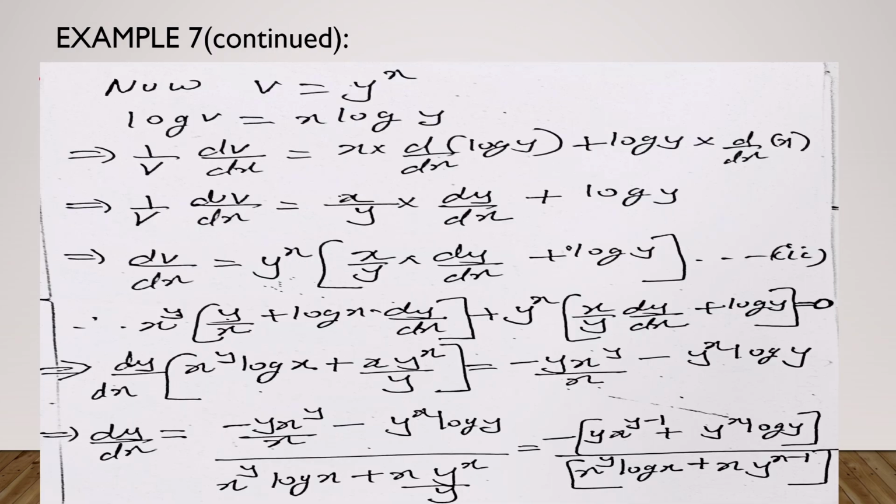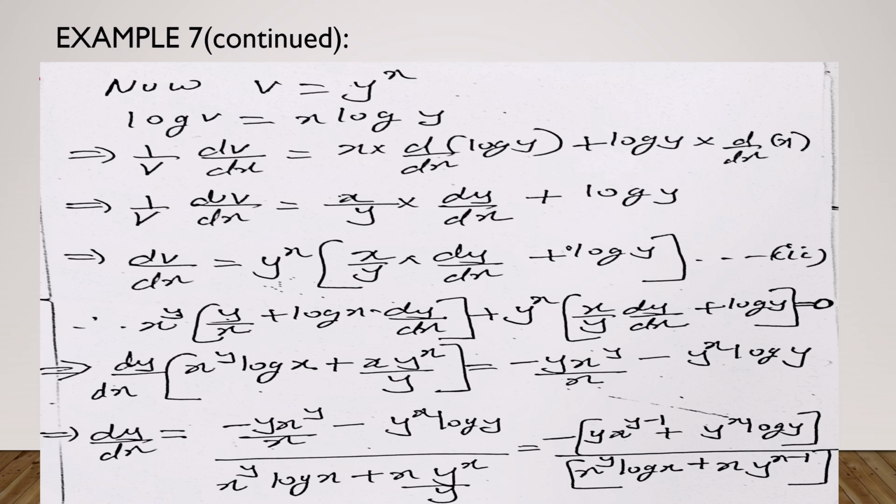Similarly, let v equal y raised to x. Again take log on both sides. So log v is equal to x log y. Same procedure, differentiate both sides. So dv by dx is equal to v, and v means y raised to x, into x upon y dy by dx plus log y. Now let this be equation 3.